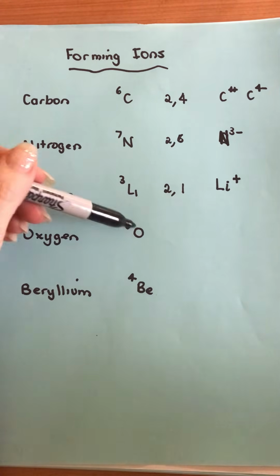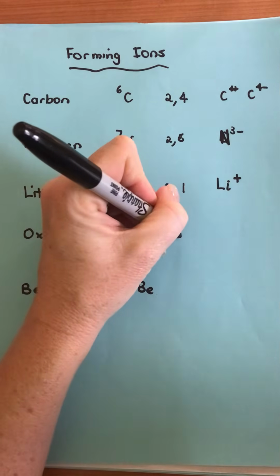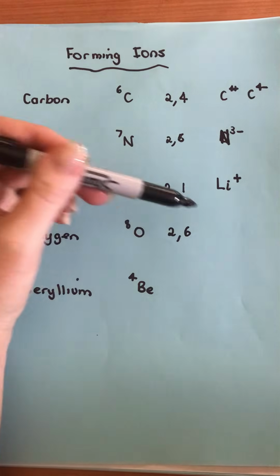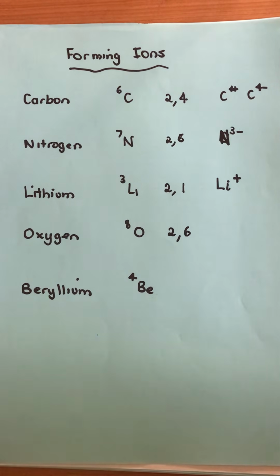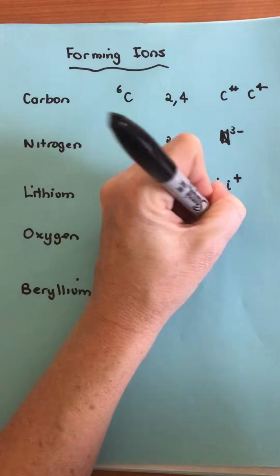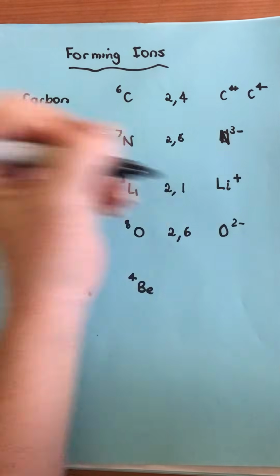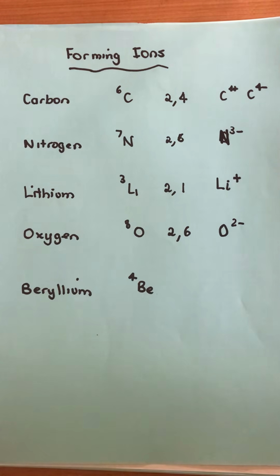Our oxygen. So for oxygen, it's at 8. That means its electron configuration will be 2 in the first one and 6 in the second shell. That means it needs 2 more to have a full shell. So that's what it's going to want to do rather than losing 6. So that means our oxygen will want to gain 2 electrons. It'll have 2 more negatives than positive. So its ion will be O2 minus.